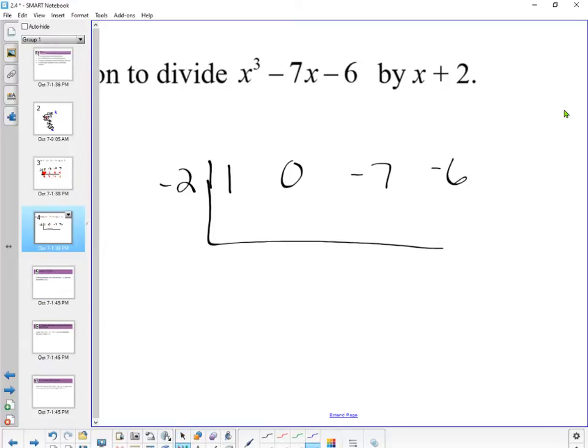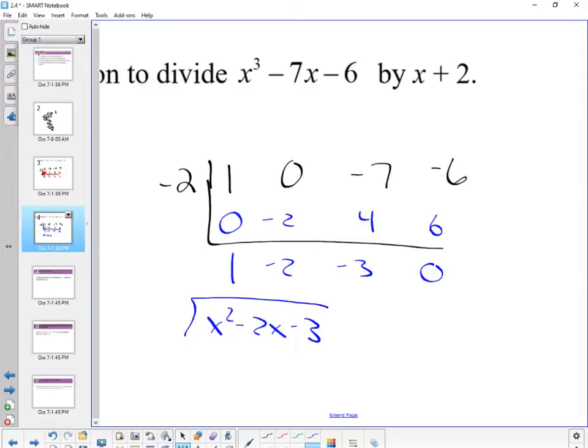What goes here? 0. Nothing, absolutely. And then? 1. And then? 4. Combine them. Multiply. Add them up. So I got no remainder. So what's my polynomial? Beautiful.